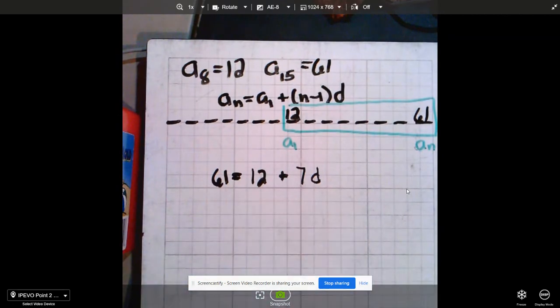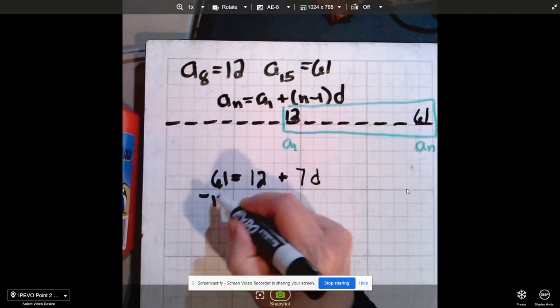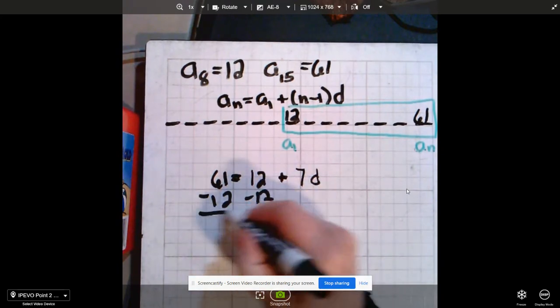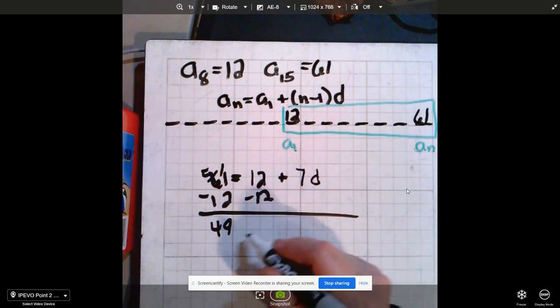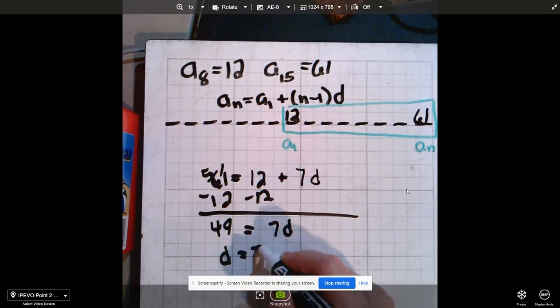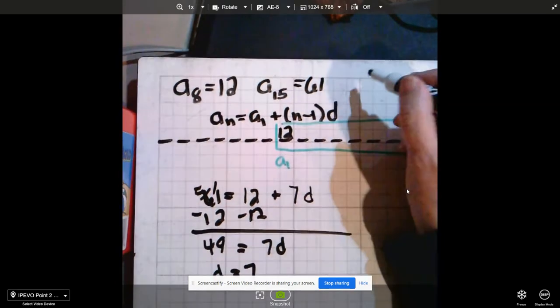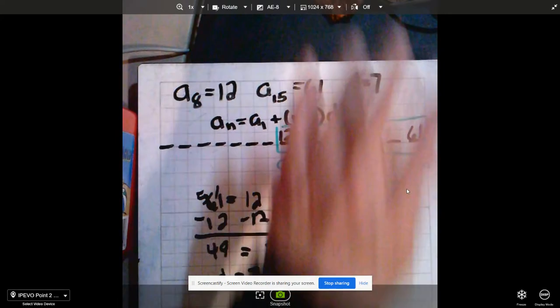So now if I simplify this equation, 61 minus 12, right, I would get 49 equals 7D. And so now I know D equals 7. So now I know up here, I'm going to add that to my list. Now I know D is 7. So now I've gotten that piece of information.